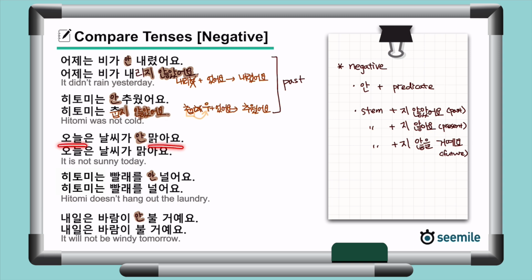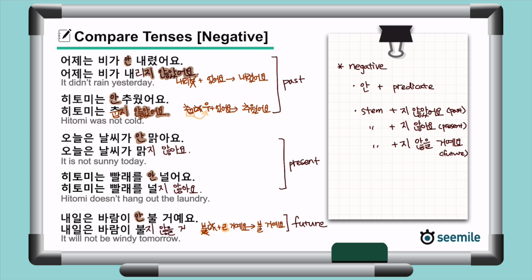오늘 맑아요, 널어요. This is about the present, so 오늘은 날씨가 맑지 않아요. 히토미는 빨래를 널지 않아요. Next, 내일 불 거예요. These words show that this sentence is about the future, so 내일은 바람이 불지 않을 거예요.